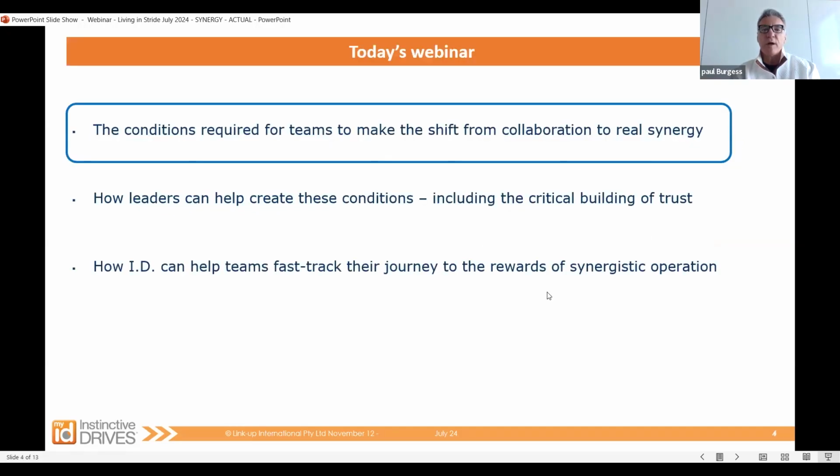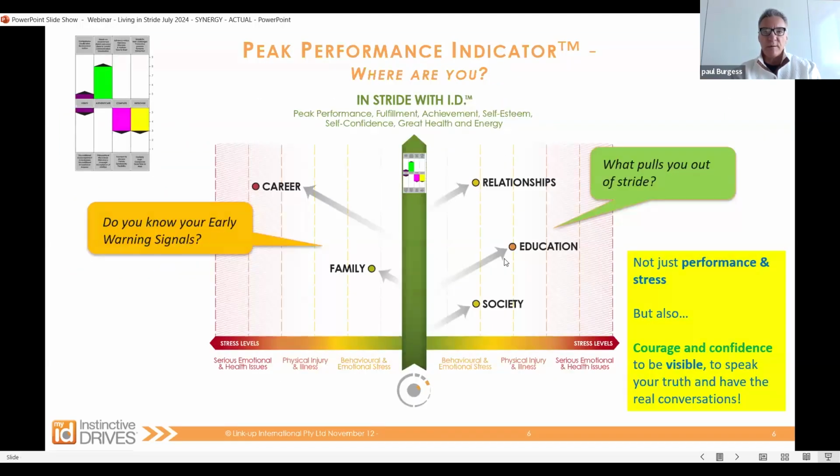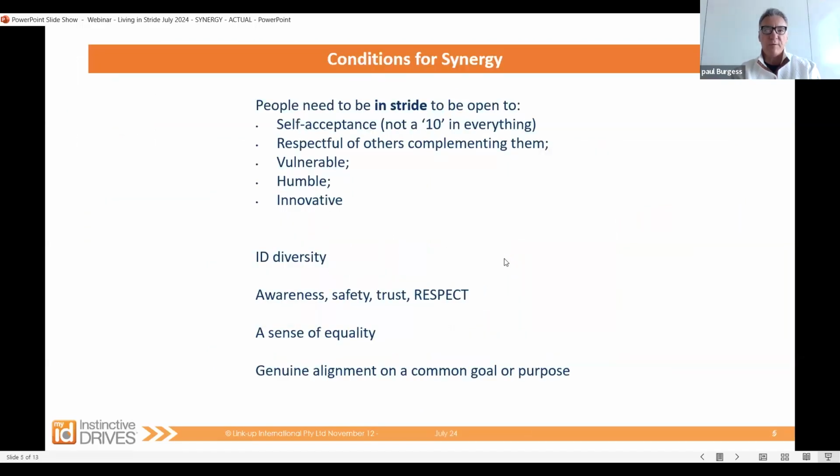All right, so let's have a look at what the conditions are for us to actually have synergy as opposed to just teamwork. So sorry, my cursor's moving. I'm trying to move a picture here. What's going on? Here we go.